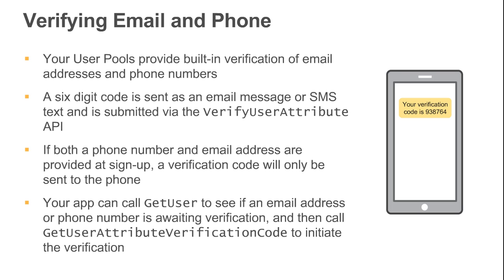If a user has both a phone number and an email address provided at sign-up, the verification code will be sent to the phone. So we default to phones as they're generally considered more secure than email. But you can then get the user, use that API to see if there's an email address that still is awaiting verification. And you can call the get user attribute verification code to initiate the verification.